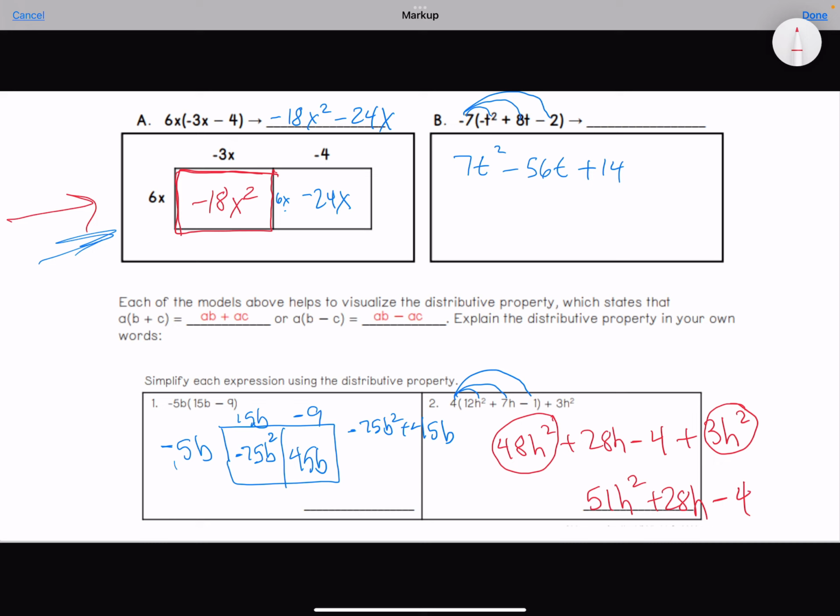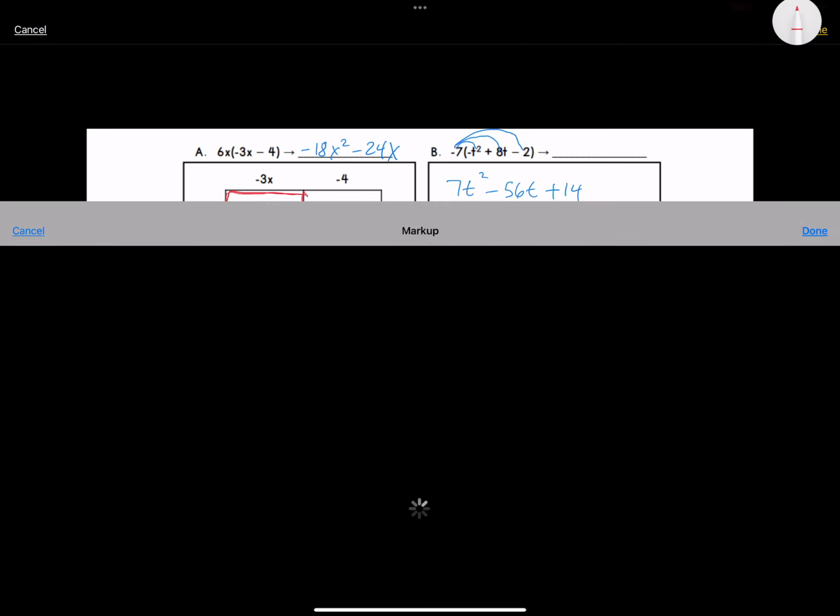That's the simplified form. And this is the thing: this is nothing you can do with Desmos. This is nothing you can do with the Inspire. This is just what you have to do by hand. This is one of those things where a calculator isn't going to help you. It's not going to help you combine like terms. So this is something that you need to be able to do by hand. Okay.